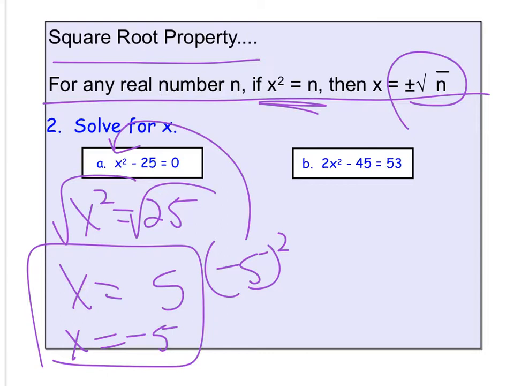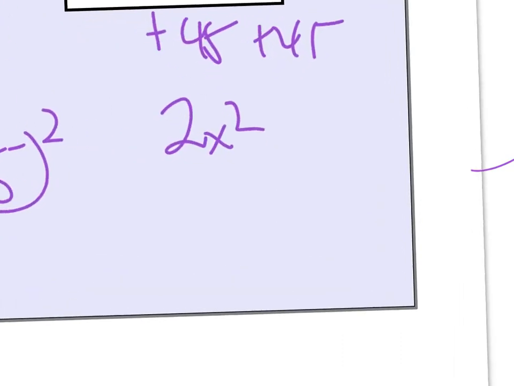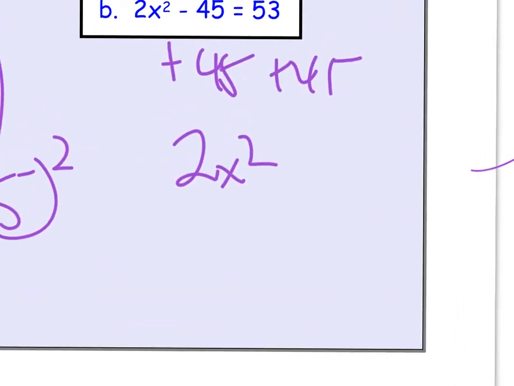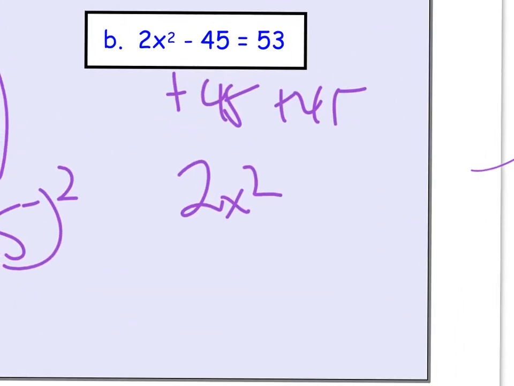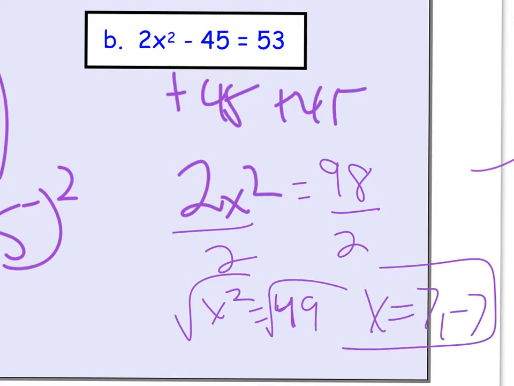So if I go here, add 45, 2x squared. Let's clean it up a little bit. 2x squared equals, let's see, that'll be 98 divided by 2. 49, hopefully you recognize when I square root that. My answer is going to be 7 and negative 7.